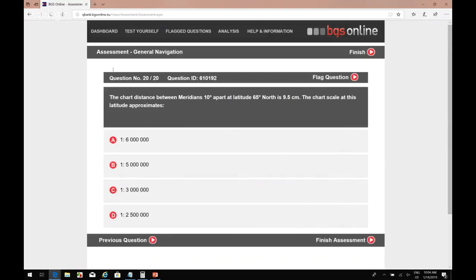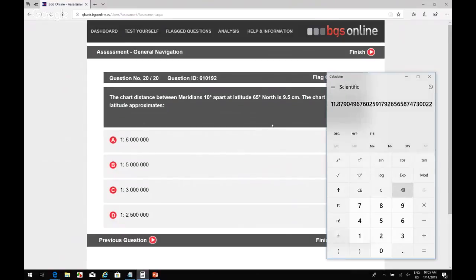So this time I'm going to say cos 65. Cos 65 equals what? Doesn't work. So let's do that again. 65 cos. There we go. 0.42. 0.42. 10 degrees times 60 is 600. So we're going to say 0.42 times 600.